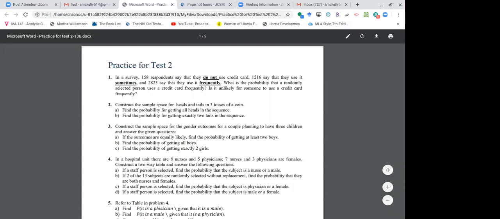And then is it unlikely for someone to use a credit card frequently? It is not unlikely for someone to use a credit card frequently, and that's because it's greater than 0.05. That's very good. Perfectly done. Very nice.